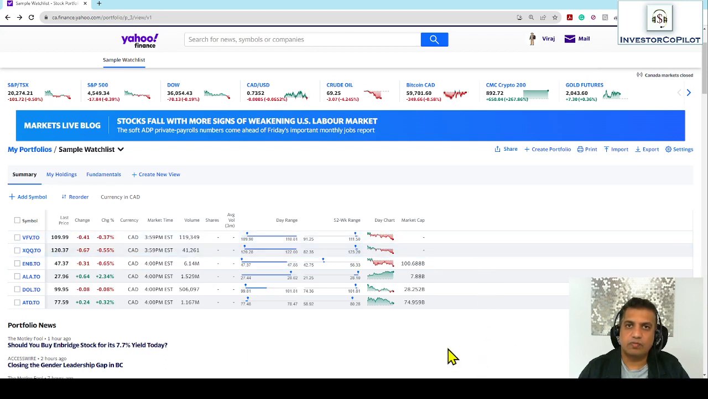Definitely make use of watch lists and look at 52-week ranges, market caps. You can look at day charts, traded volume, all these metrics for your trading as well. A watch list is a very healthy practice, and it keeps you on your toes with your investment decisions. So make use of it.